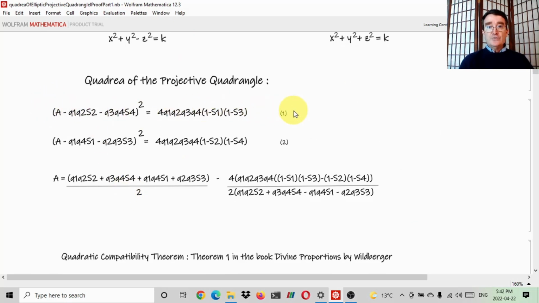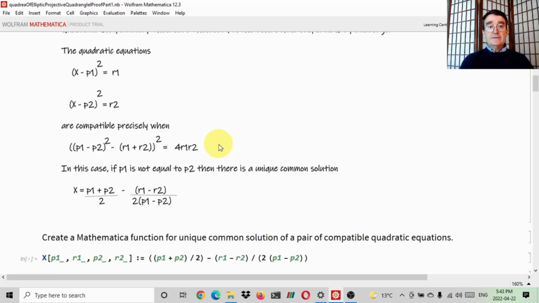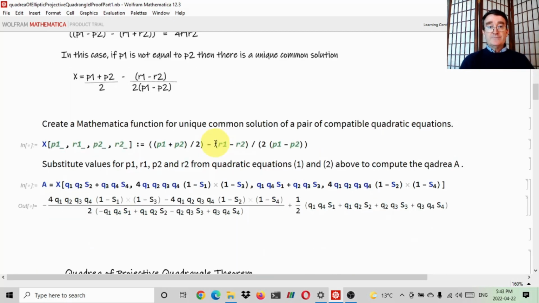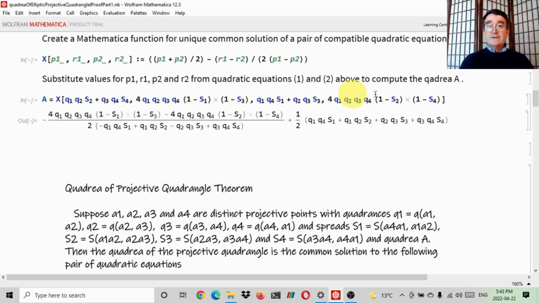Here are our two original quadratic equations, and they have the form expressed in the quadratic compatibility theorem. So this quantity here is P1. This quantity on the right-hand side is R1. The quantity right here is P2, and the quantity here is R2 from the quadratic compatibility theorem. So when we plug those quantities into this equation for x, we get A, and here it is, the quantity A.